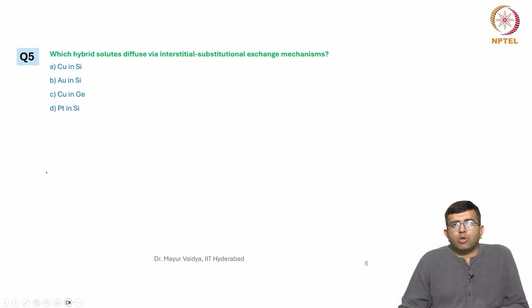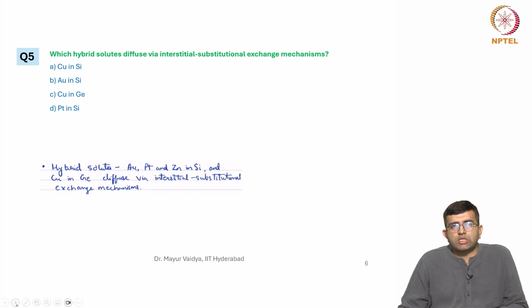Question number 5: which hybrid solutes diffuse via interstitial substitutional exchange mechanisms? We have seen that gold, platinum and zinc in silicon, and copper in germanium, diffuse via the interstitial substitutional exchange mechanism.